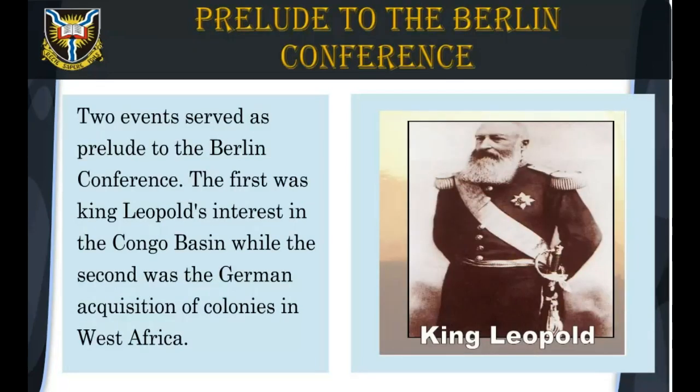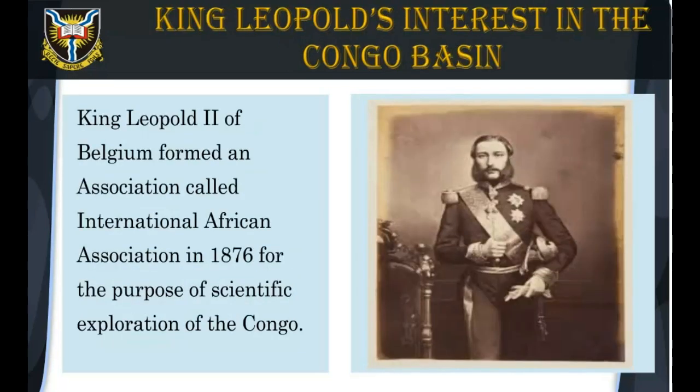Prelude to the Berlin Conference. 2 events served as prelude to the Berlin Conference. The first was King Leopold's interest in the Congo Basin, while the second was the German acquisition of colonies in West Africa. King Leopold's interest in the Congo Basin.